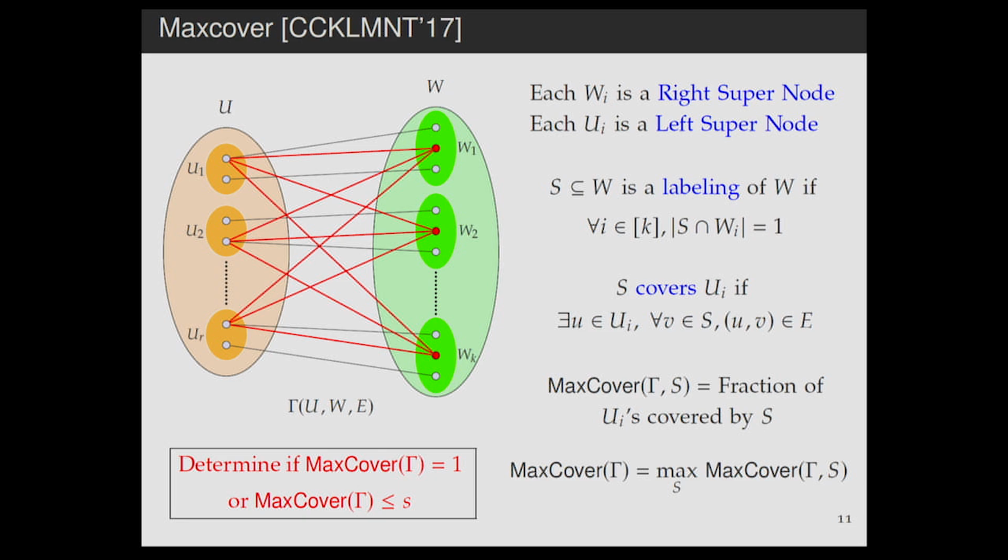This problem can, of course, be solved in n to the k or n to the k plus 1 time, right? Because you can always enumerate all possible labelings on the right and check whether it covers everything on the left. Okay? Now, from different assumptions, we will show the hardness of this problem when we parameterize it by k.